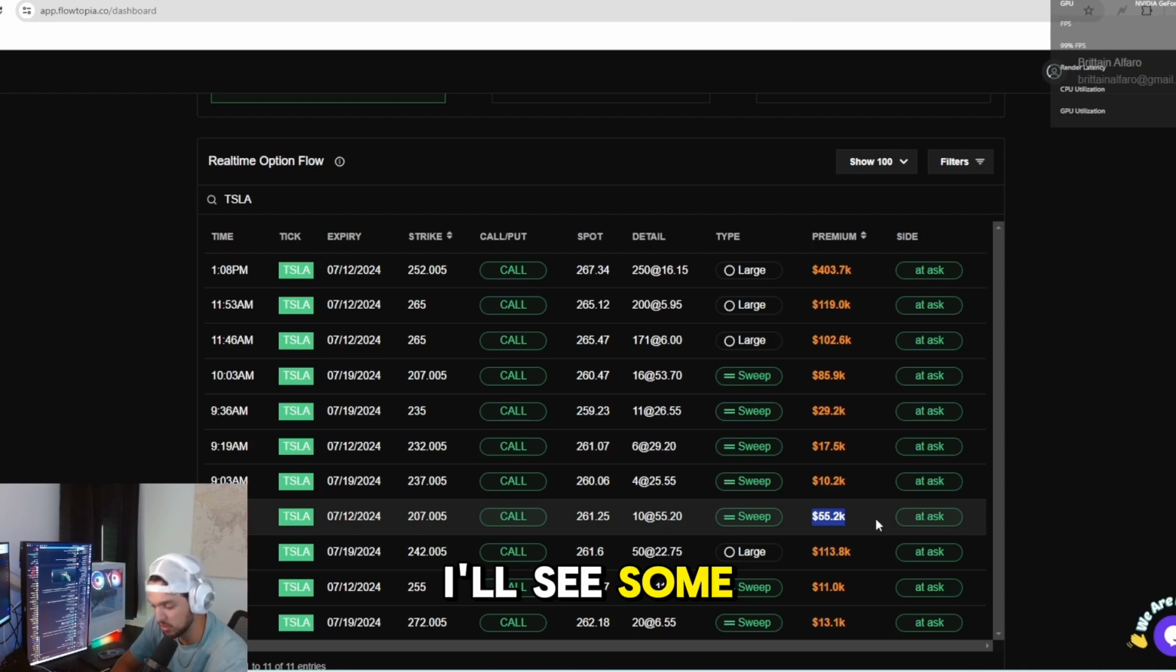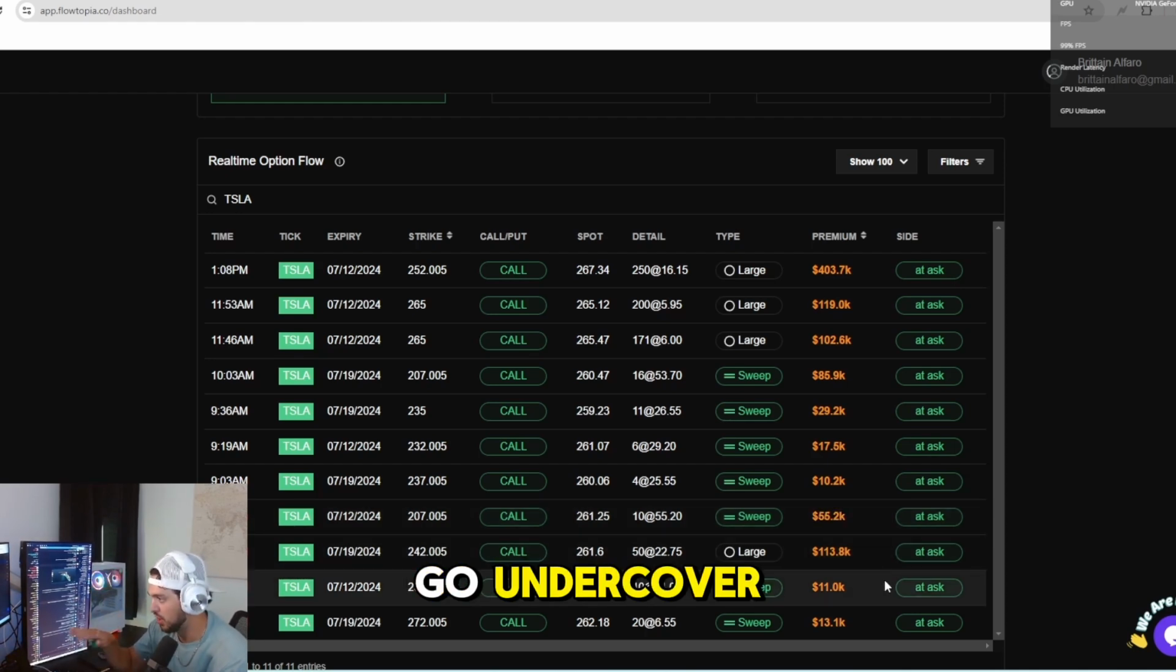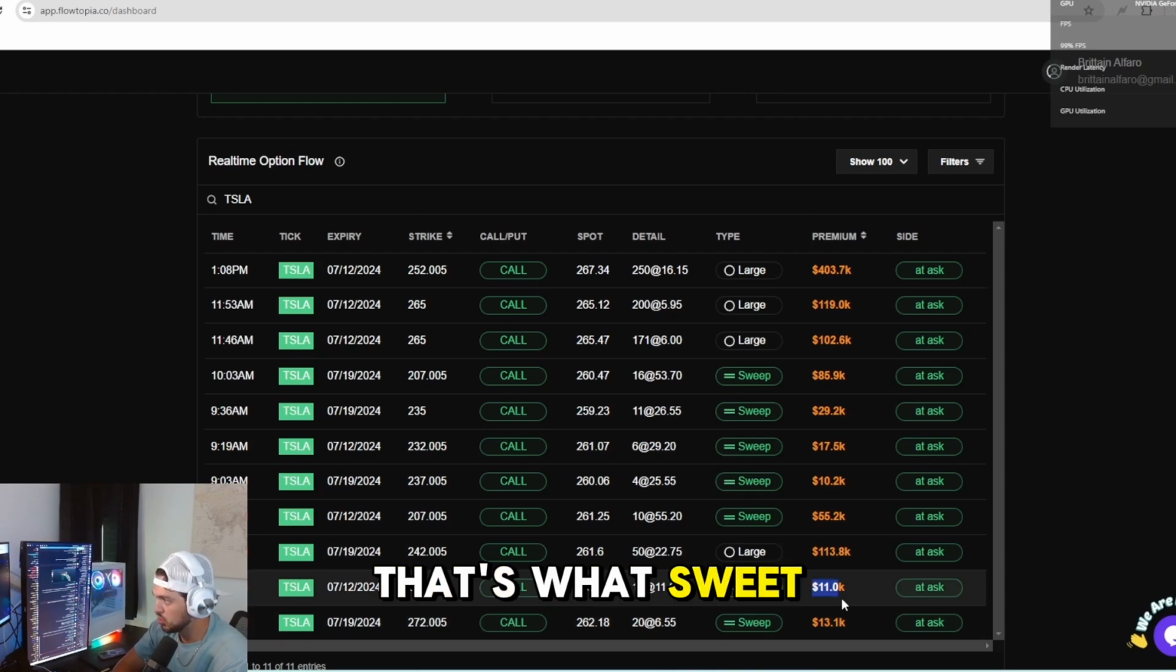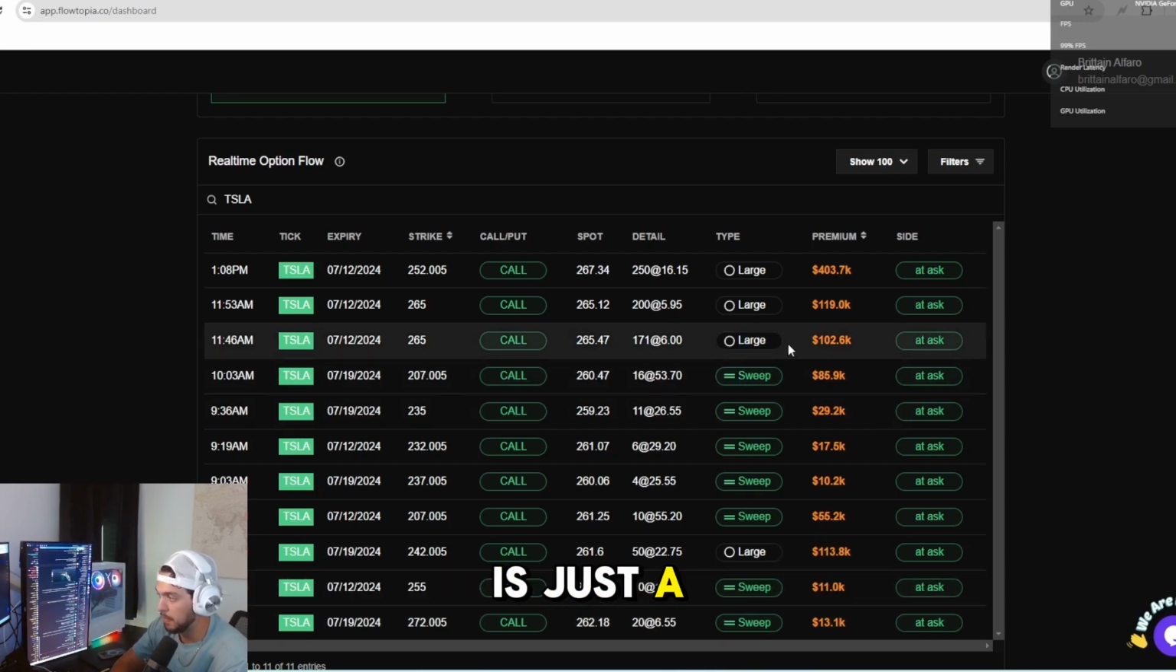Sweepers are very interesting because they don't want you to see that they're loading up. Like I'll see some sweepers that have $1 million in option calls, right? But they do it in chunks, like little forms, so that you don't see $1 million hit the tape at one time, right? They want to do it in small forms to just sweep them all. And they like to kind of go undercover with it. But yeah, that's what sweep means. Large, remember, is just a big buyer.